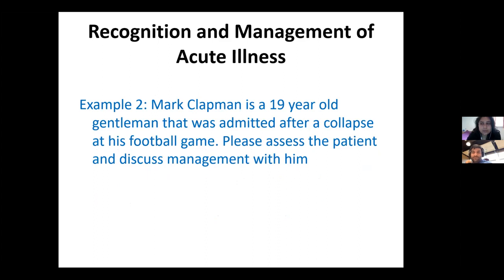Okay, so example 2. Mark Clapman is a 19-year-old gentleman that was admitted after a collapse at his football game. Please assess the patient and discuss management with him.